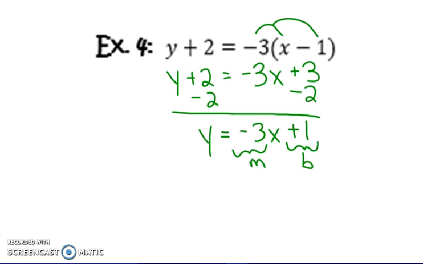Those are all the examples I have for you today. If you need to re-watch, please feel free to do so. If you feel comfortable enough, flip to the back. There are a couple examples on the back. Complete them and bring them into class tomorrow. I look forward to seeing you then.